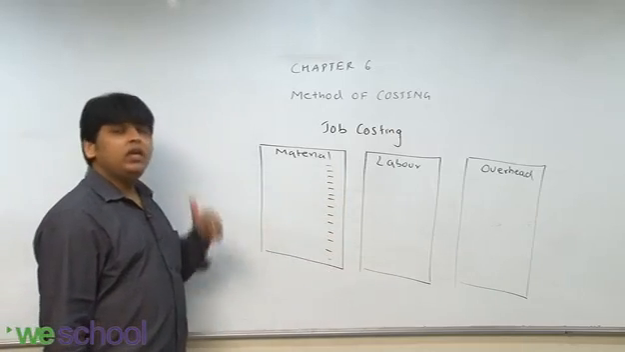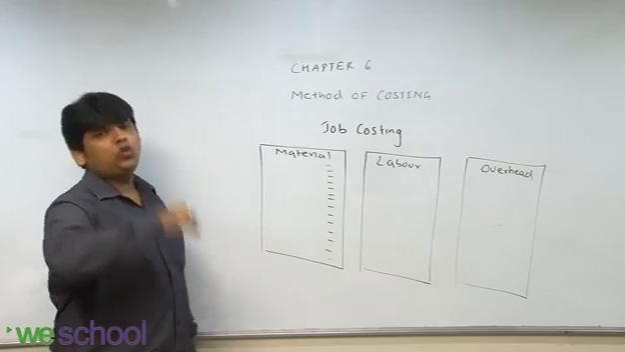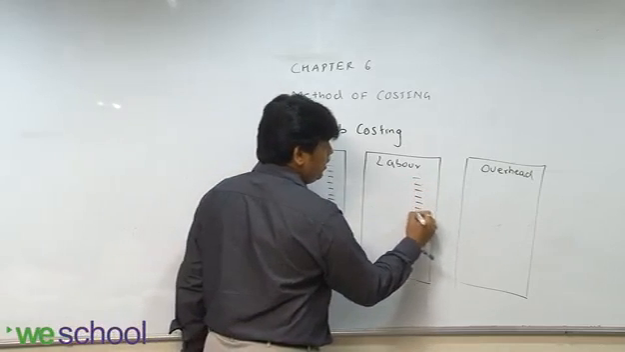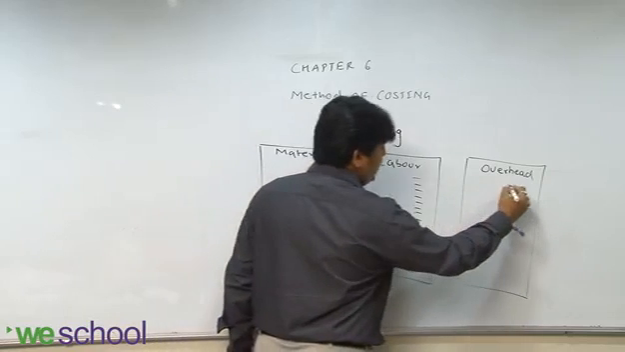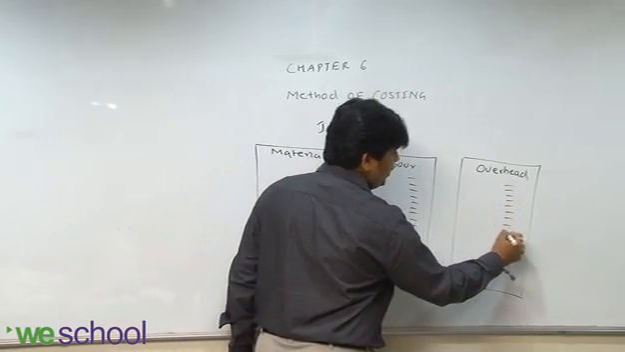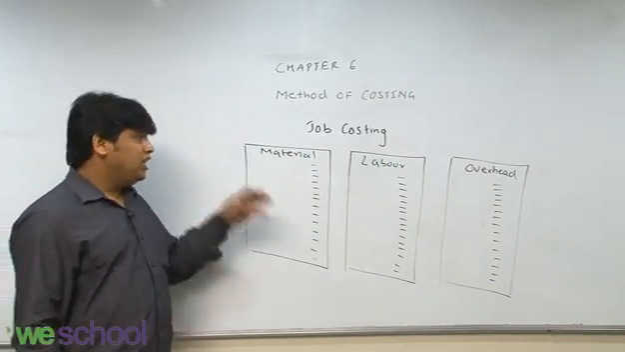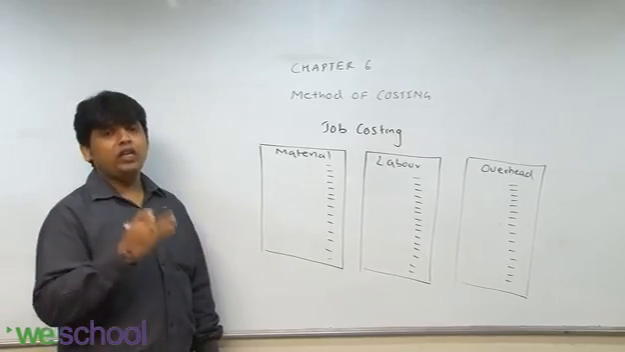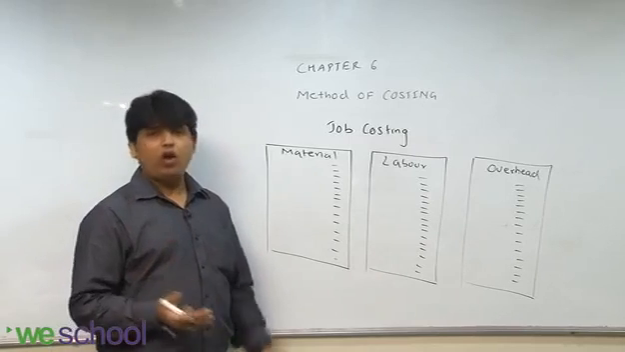This process will be going on and on from the start of the process to the end of the process, till the job gets completed. Similarly, I will record the labor daily, weekly or monthly, and similarly I will record all the expenses regarding overheads. This process goes on from days to week, week to month, month to 3 months, 6 months, 7 months or within a year.